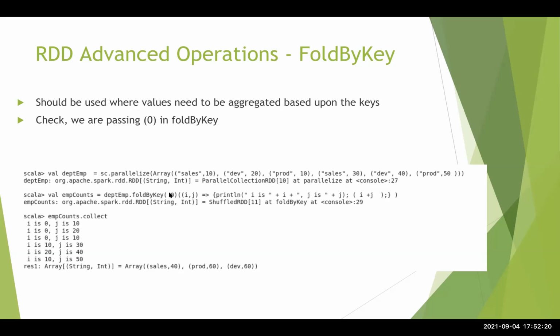And for each key it is happening separately. So same thing, I'm just printing it. You can see for each key, I'm not printing the key, maybe I should have printed the key also. But for each key it is happening separately, and summation is happening for each key separately. So this is the result you get. Key is type string and value is type integer. So sales is 40, production is 60, and day is 60. That's the foldByKey operation.